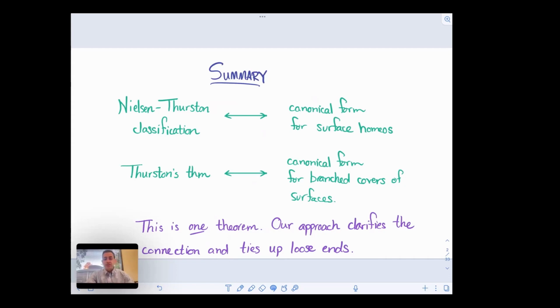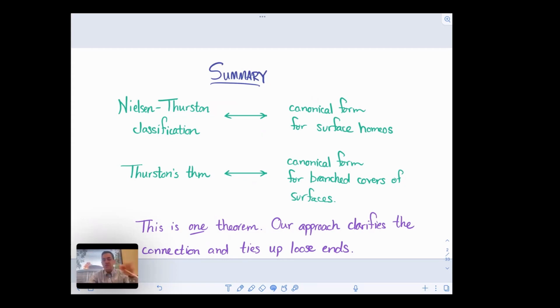So there are two theorems. The Nielsen-Thurston in the title refers to the Nielsen-Thurston classification theorem, which is a canonical form for surface homeomorphisms. I will remind you what that is in a moment. That's theorem number one. Theorem number two is what's often called Thurston's theorem, although it's also called Thurston's characterization of rational maps. And that gives you a canonical form for a different kind of map of surfaces, namely a branch cover of surfaces.